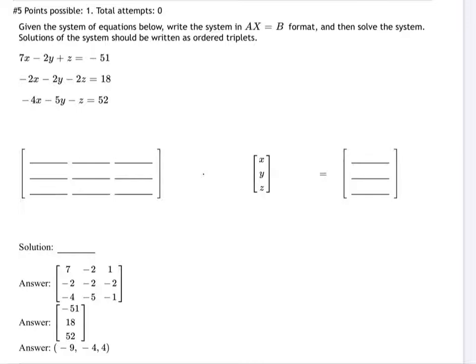All right, number 5. So now we're going to use matrices. Given the system of equations below, write a matrix system and then solve it. All right, so this is going to be nice. You'll like this. This is going to be an easier way to solve 3 equations with 3 letters. We did it earlier in this chapter. I can't remember which section, 7.1, 7.2, 7.3, something like that.